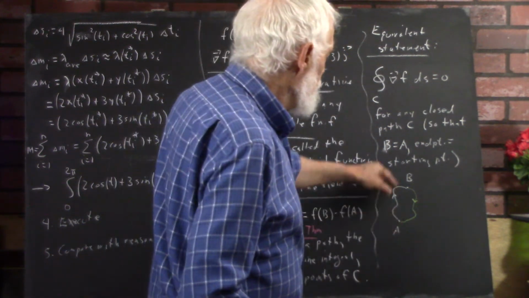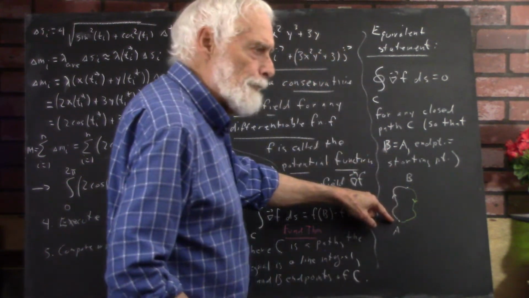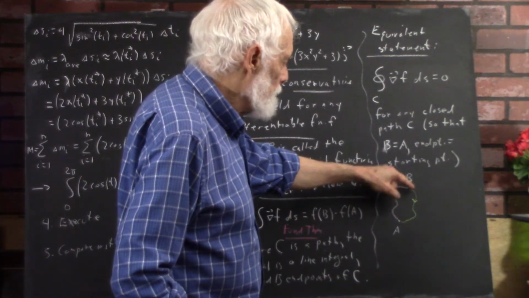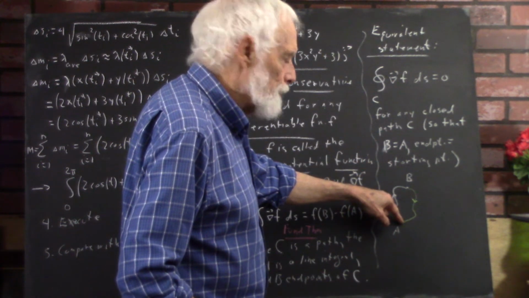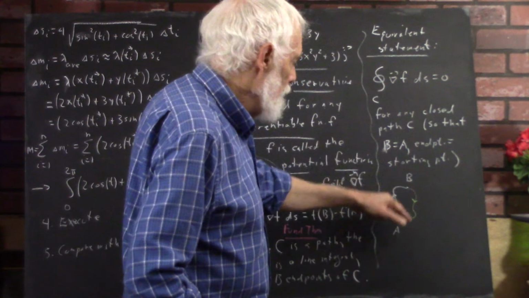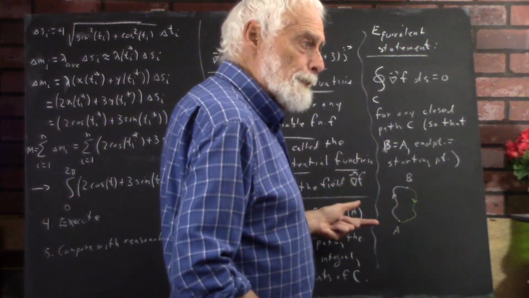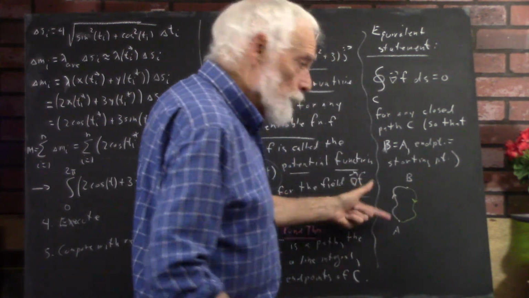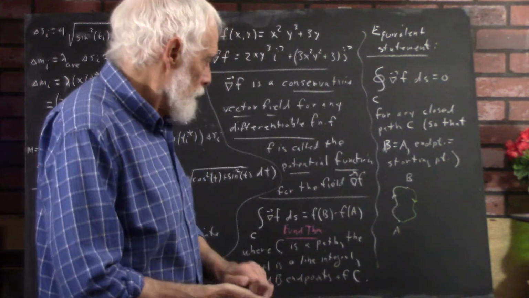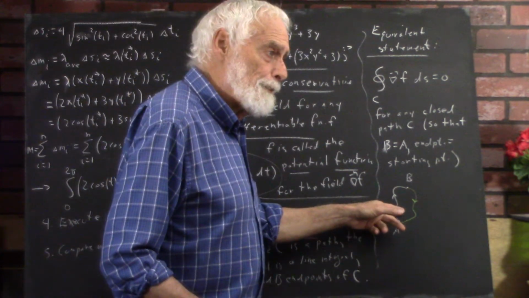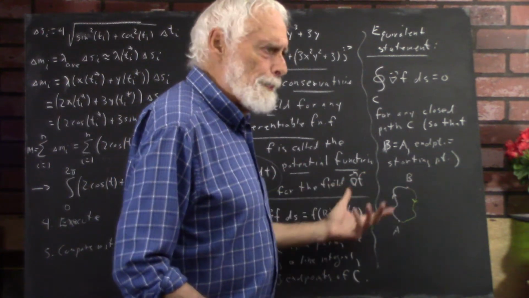Okay, the integral over this path is f of B minus f of A. The integral over this path is f of A minus f of B. And the sum of those two has to be 0. And you can work it out. You'll see this picture. You can work it out that that implies that the integral from A to B doesn't depend on your path.